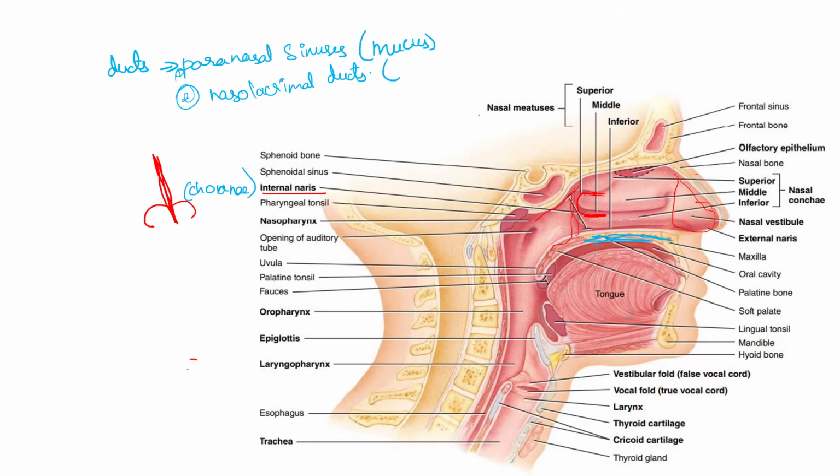The nasolacrimal ducts, as the name says, are a combination of our lacrimal ducts and the nasal cavity. When we are getting tears, along with the tears we also feel some fluid running in our nose. That's nothing but tears only. The internal mucous membrane gets activated when we are crying.